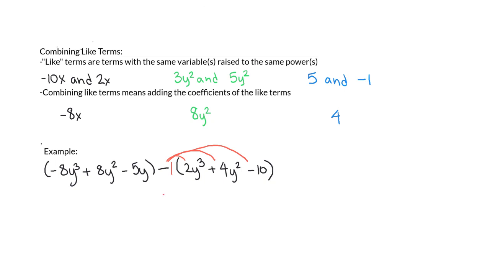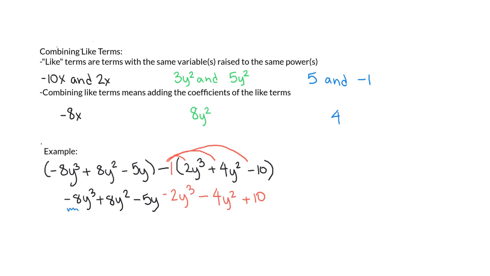If I distribute that, I would get negative 2y to the third minus 4y squared plus 10. So the negative, or negative 1, changes the sign of each term in the parentheses. And I'll rewrite the first parentheses: negative 8y to the third plus 8y squared minus 5y. And now we'll look for and combine like terms.